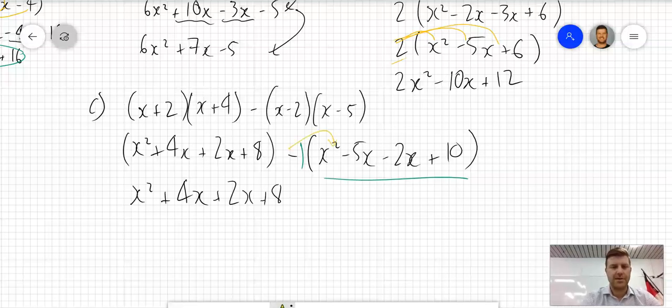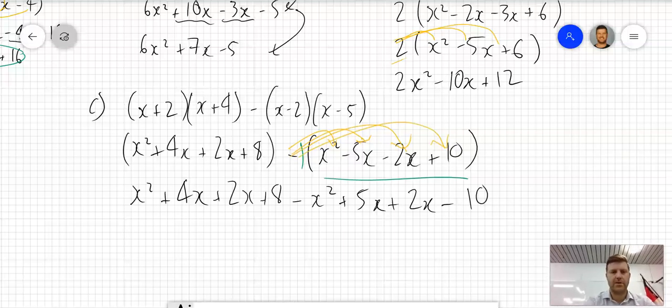So minus 1 times x squared is actually minus x squared, and then minus 1 times minus 5 is positive 5x, minus 1 times minus 2 is positive 2x, and minus 1 times positive 10 is minus 10. Now I'm going to collect any like terms I've got here.